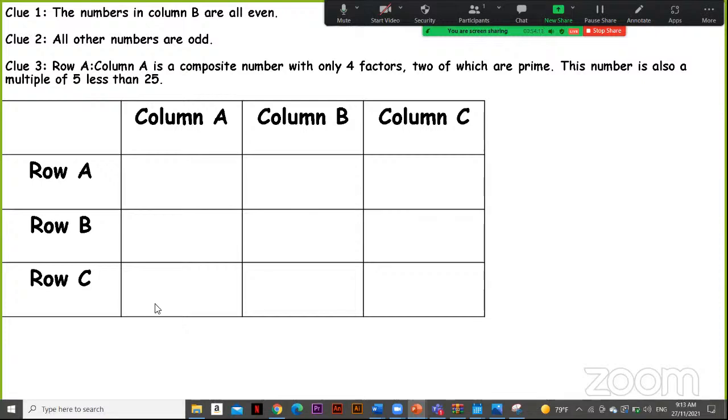What number could we have for right here? Row A, column B. All right, so I'm waiting for some of your examples. Remember the clue.